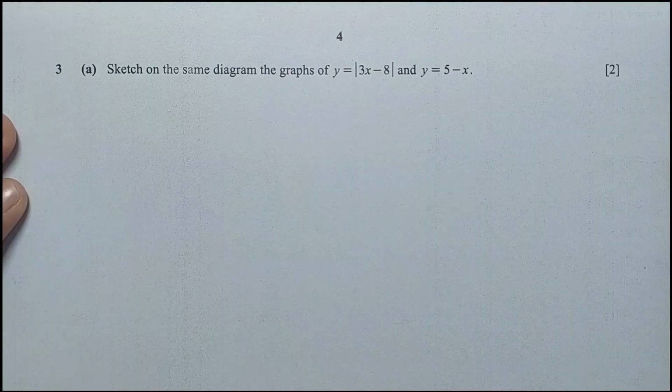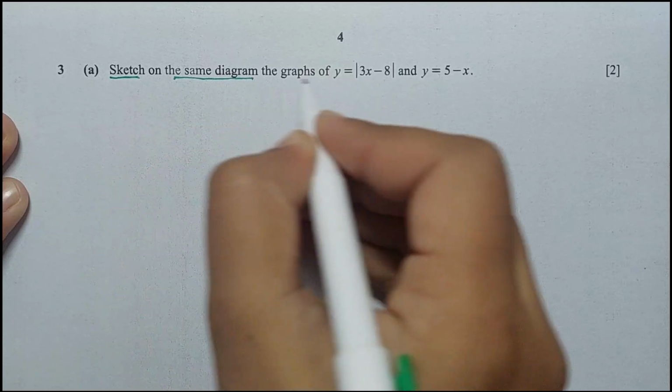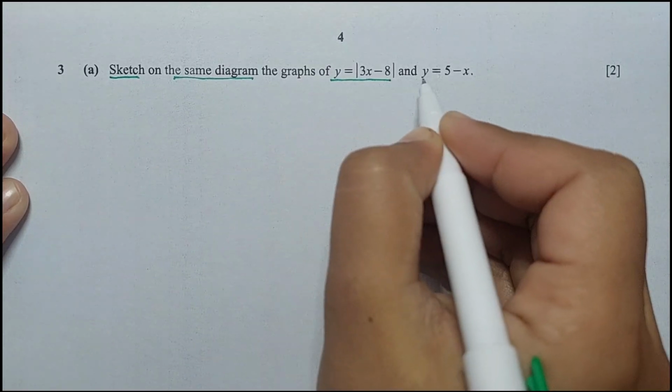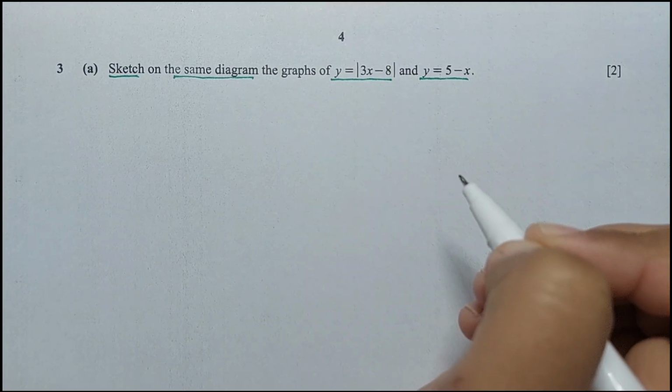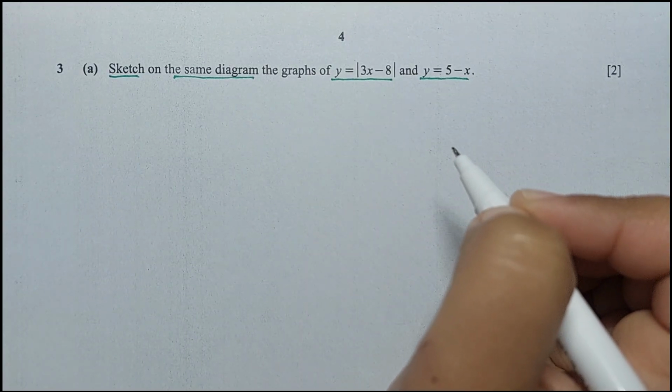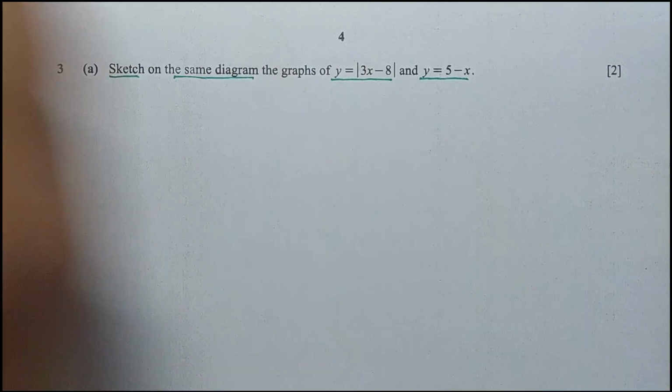All right. Question number 3, part A. Sketch on the same diagram the graph of the absolute function and the linear function. This is a straight line, this is the V shape. Okay, so it is better to figure out the x and the y intercept method.